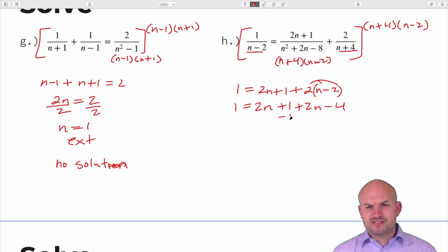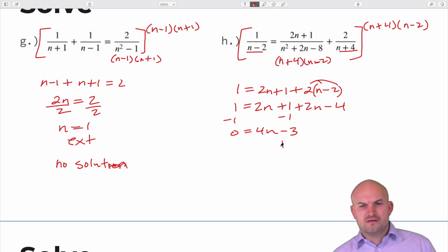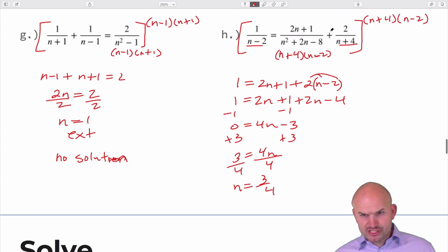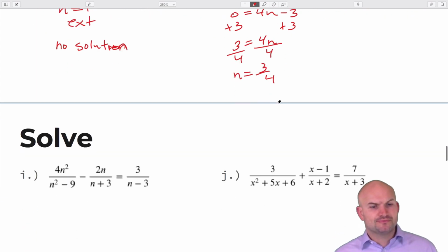All right, so let's subtract the 1 here, and then combine like terms. So I have 0 equals 4n minus 3. Add the 3. 3 equals 4n. Divide by 4. Divide by 4. n equals 3/4. Okay. And yep, there you go. One solution. Just make sure it checks, verifies, all good.